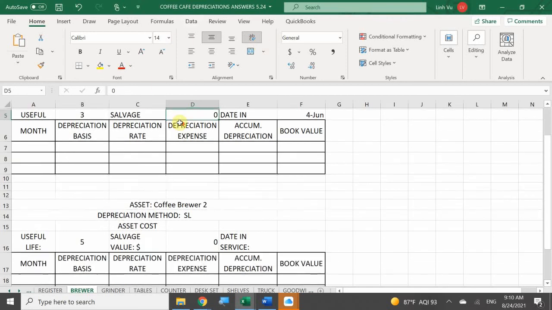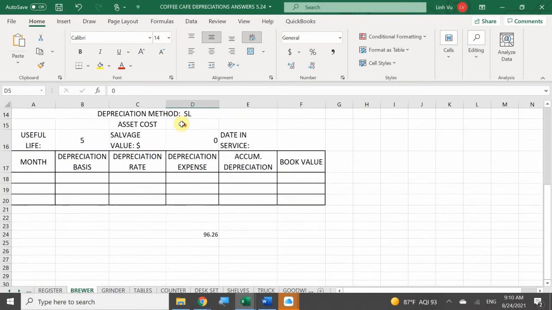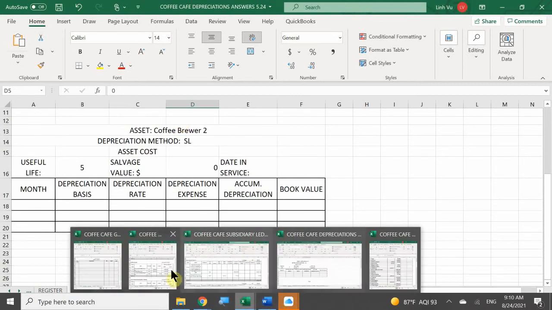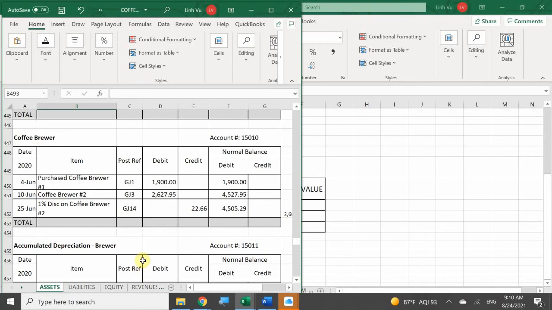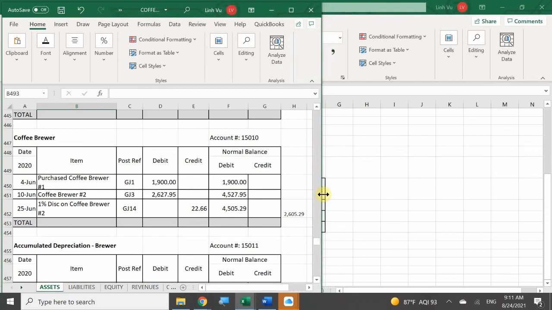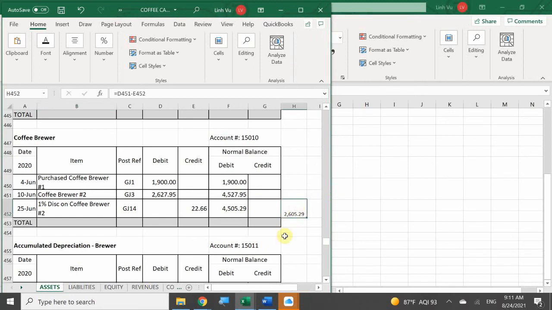So then what about the second coffee brewer? How much is that one? That one is 40. Hold on. 2605.09. Yes. Okay, I got 29 cents. Oh, maybe I have a typo then. Let's see. 26.